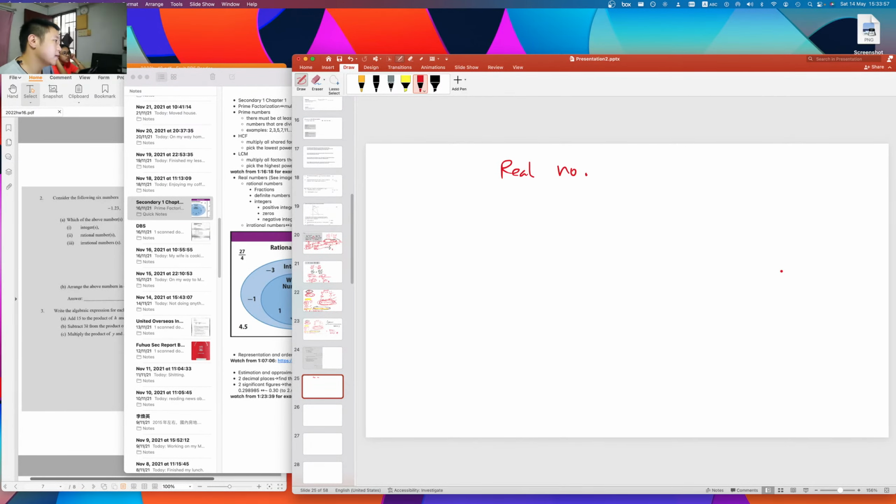So real number means everything. Everything is real numbers. Then after the real number, you branch out to rational number and irrational number. I hope you know that irrational numbers are opposite to rational numbers. Does it make sense? Relevant, irrelevant, they are opposite to each other, right? Okay, so let's start with what are irrational numbers.